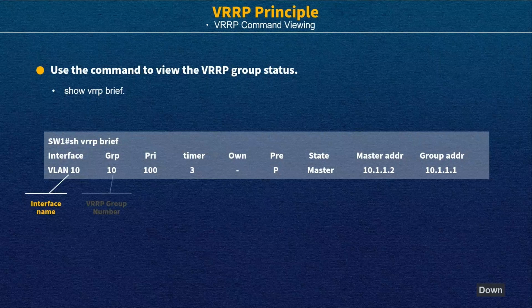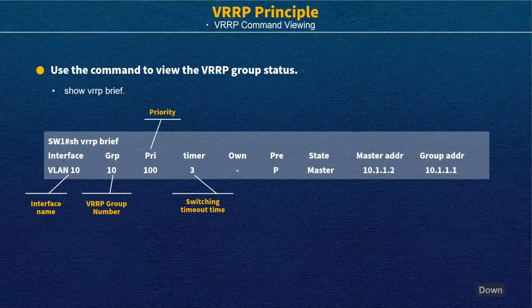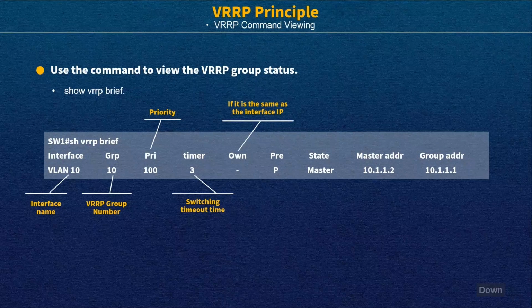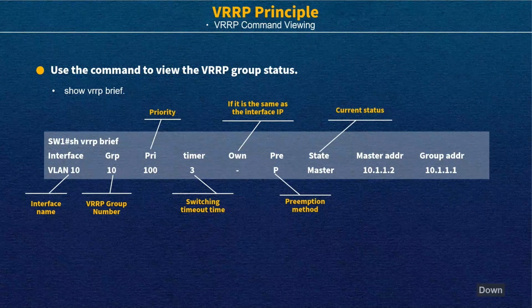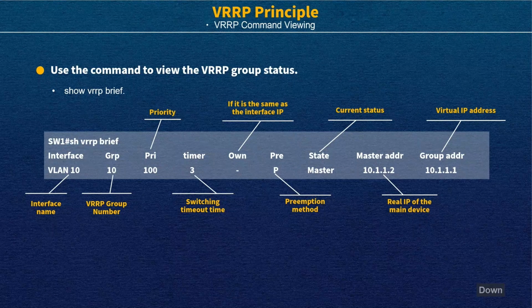And the interface name, the group number, priority, and the timeout. 3 times, if we don't receive the VIP packets within over 3 times, maybe the backup will change the status. This node is IP address owner and the preemption mode and the status. What's the real IP address of these devices and what's the virtual IP address, something like this.